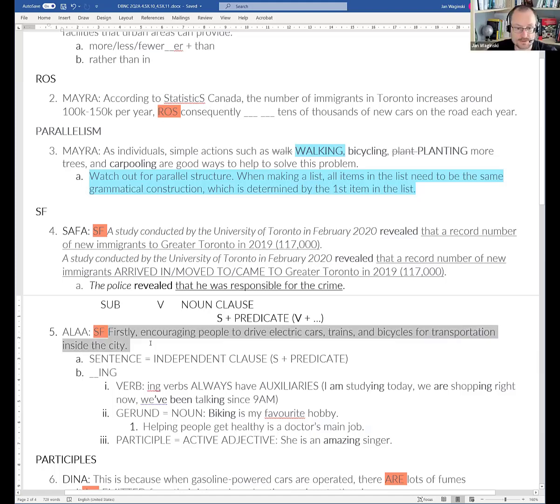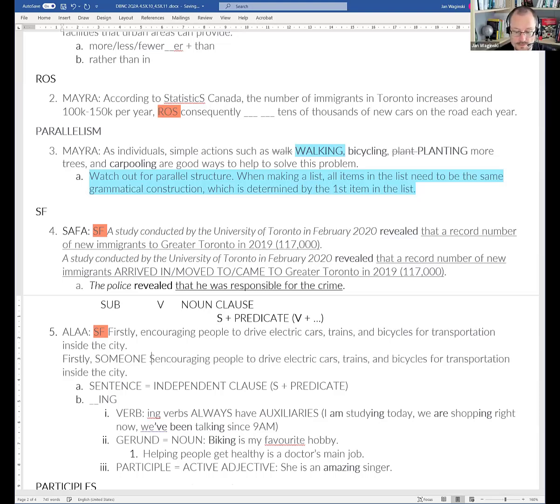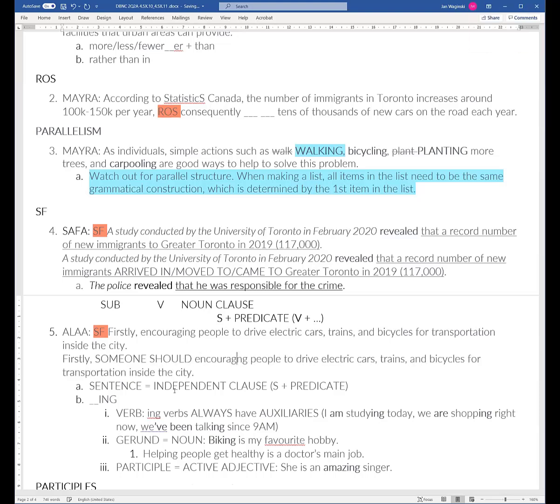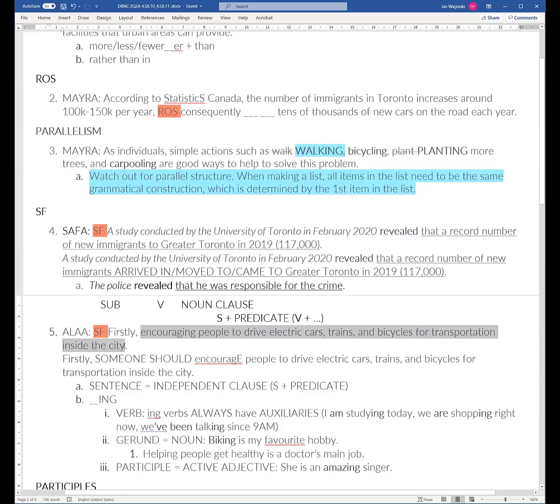Okay, let's have a look. Let's see what happens. Someone should encourage people. The government should encourage people to drive electric cars, trains, and bicycles for transportation inside the city. Yeah, that's a solution. So now she's got a verb, you've got a subject, and then the rest of it is okay. So I'm missing a subject in the first one, right? Well, no, the whole thing is a subject. Oh, so no verb. You've got no predicate at all.